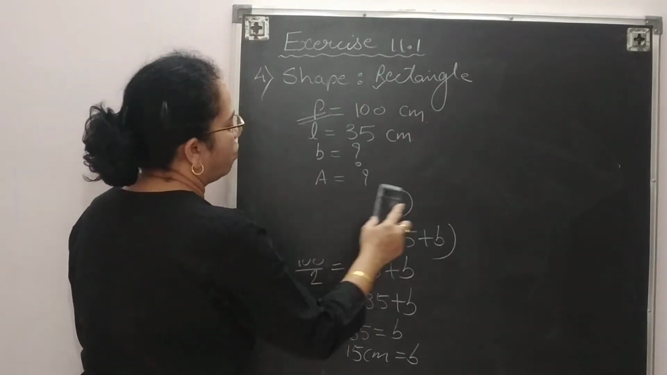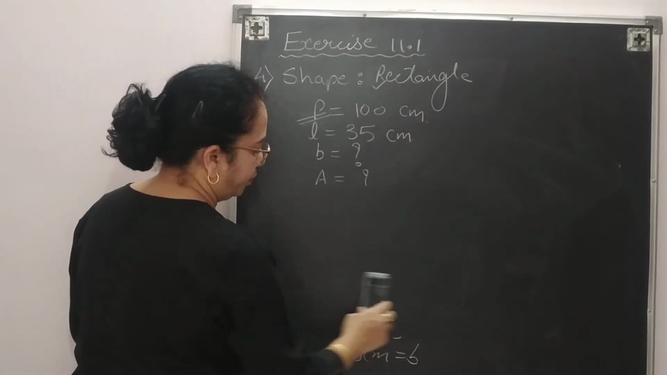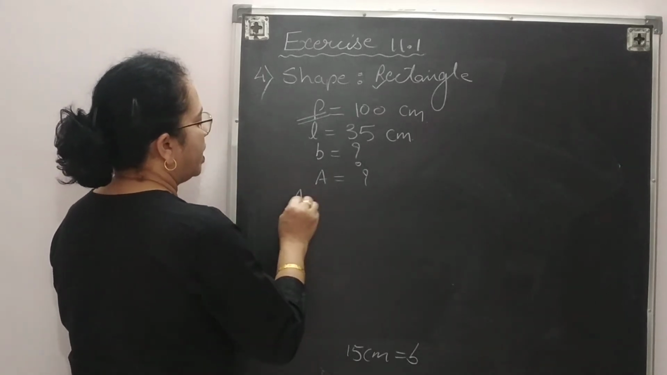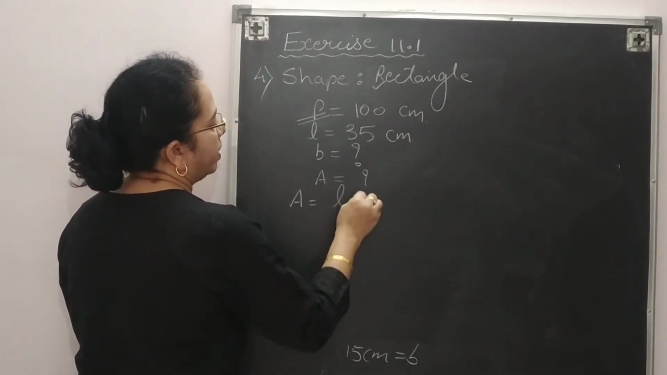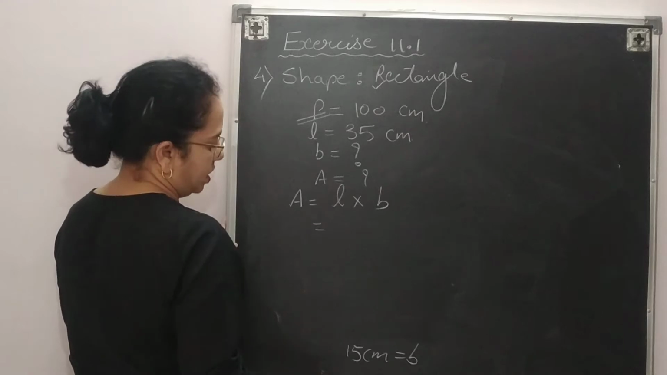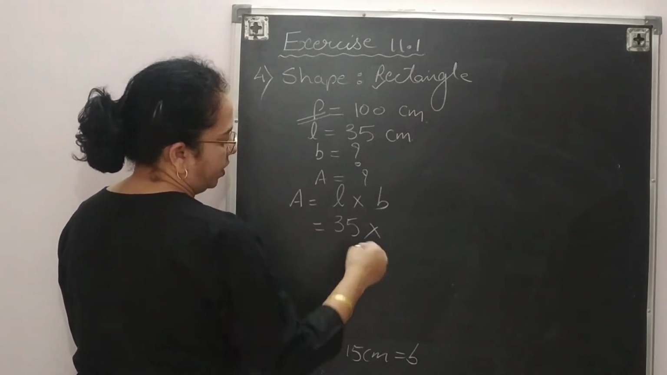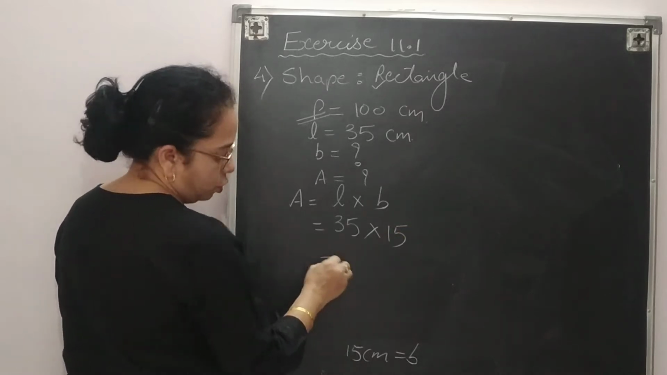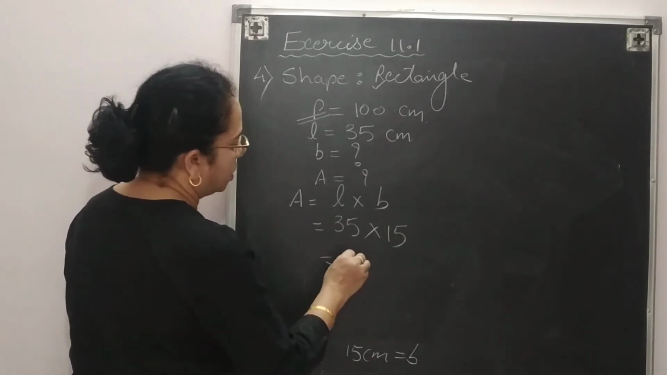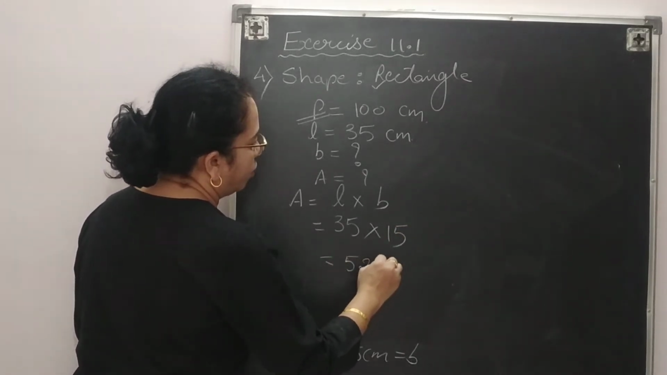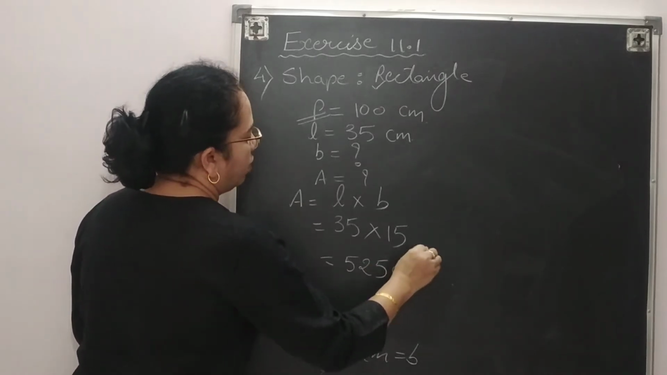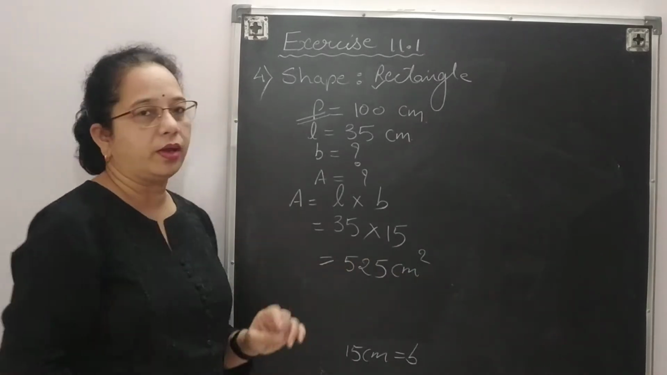And now you need to find area. So what is the formula for area for rectangle? Length into breadth. Length is given here 35 centimeter and breadth is given 15. So multiply these two numbers, you will get 525. Your unit will be centimeter square.